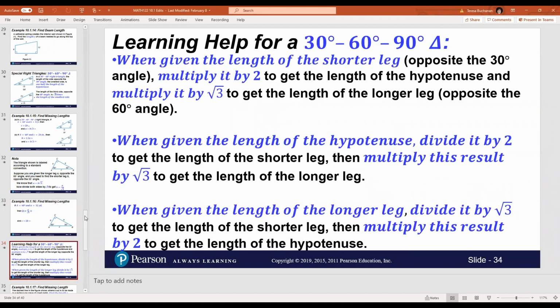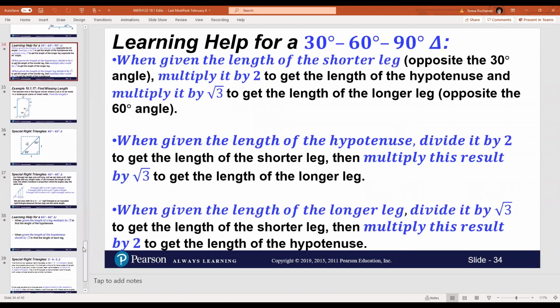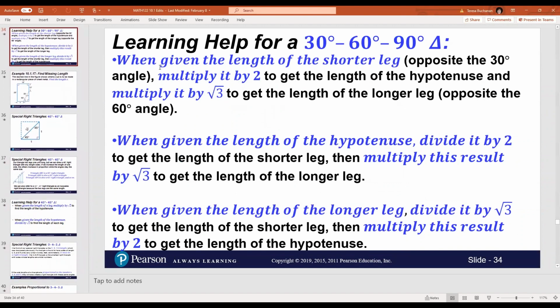So you see a little summary here of what we've said so far. If you're given the length of the shortest leg, the one that is opposite the 30-degree angle is the shorter leg. When given the length of the shorter leg, to get the length of the hypotenuse, you're going to multiply that by 2. To get the length of the longer leg, you're going to multiply that by square root of 3.